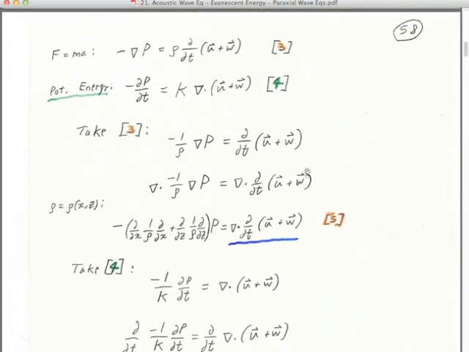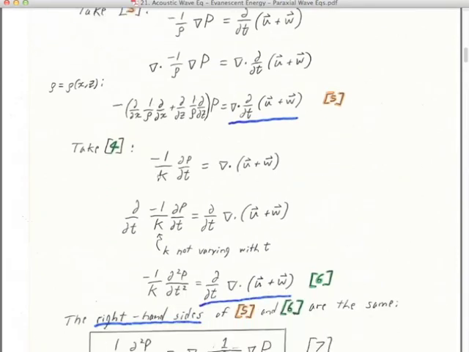Now we're going to take the constitutive relation part that involves the incompressibility k. And so we have minus 1 over k times dp dt is equal to del dot u plus w. Okay. Now, we're trying to find something common so we can eliminate this u plus w that's in blue above in the Newton's second law part. So I'm going to take the time derivative of both sides.